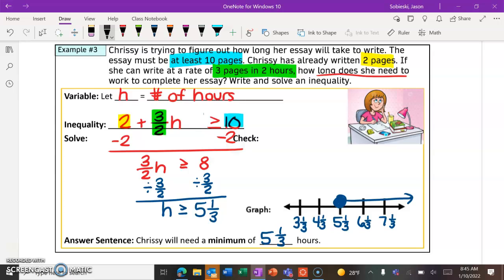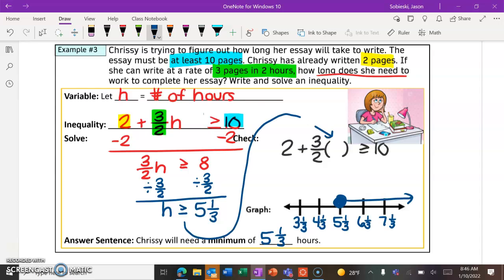And then if we check real quick, we're going to go back to our original inequality, 2 plus 3/2, leave a spot where it says h, should be greater than or equal to 10, sorry, not 12. We can pick anything that is bigger than or equal to 5 1/3. I guess the obvious choice would be just to do a 6. You could put all this into your calculator, and this should give you 11, which is greater than or equal to 10, so you know that you are good to go.